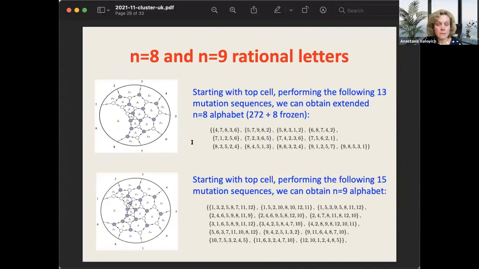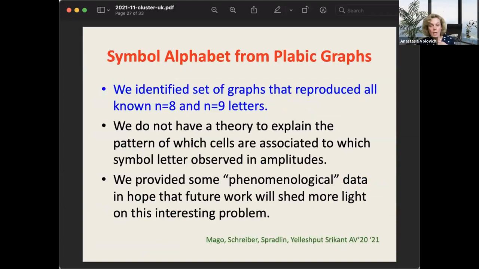Okay, the same thing for 9. There we had to do the following 15 mutation sequences to obtain the letters. As you see, this is kind of a phenomenological approach. We have the data from physics, which is also data that's being worked on, and then we identify the set of graphs that reproduces it. But we don't have a theory at the moment to explain the pattern of which graphs to take. We just mutate this way and get those. I wish we had some description, maybe a mathematical description, of what mutations to do.